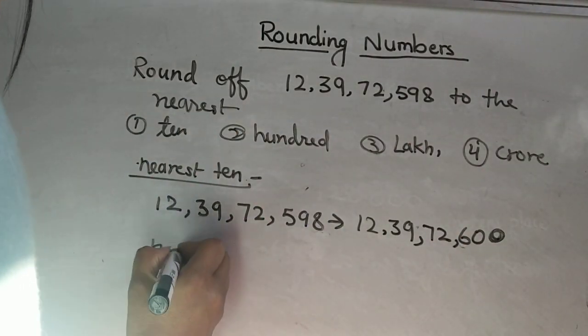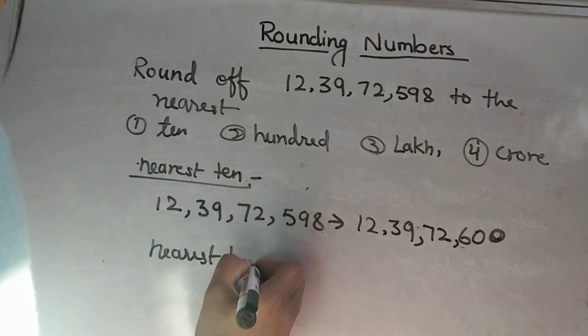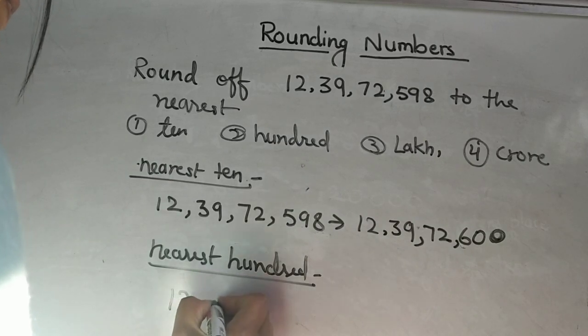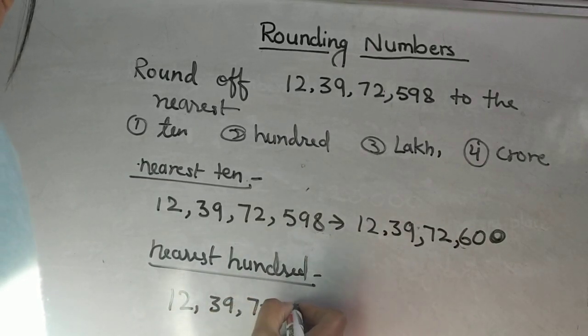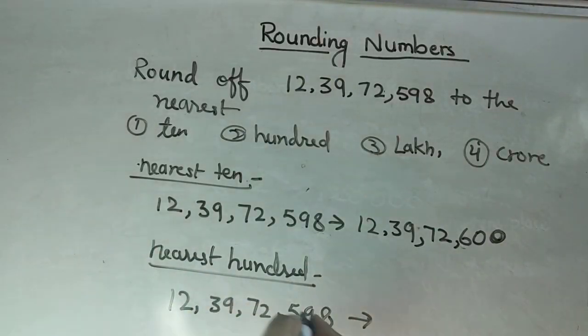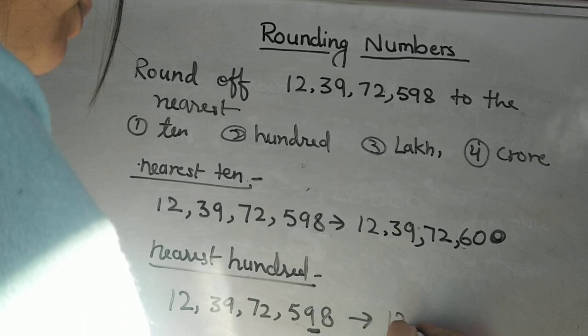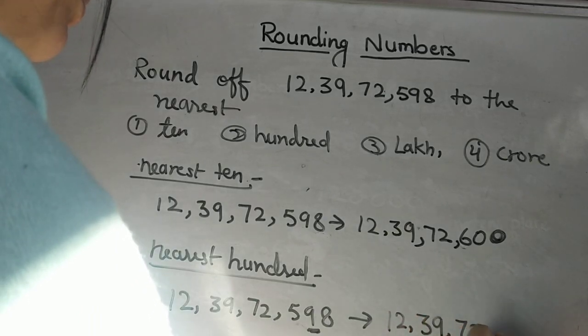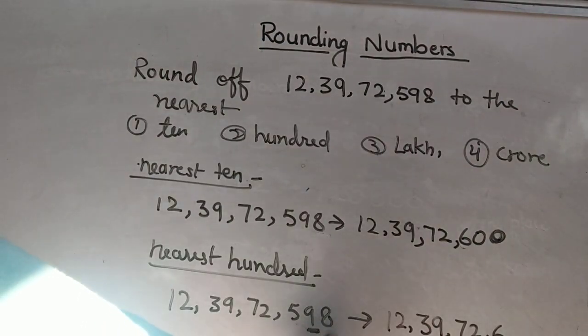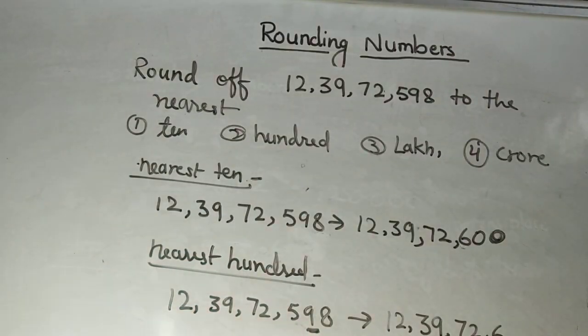Second, nearest 100. The same steps will follow. Right to the 100, the tens place is there which is greater than 5. So we will add 1 to the 100 place. 1, 2, 3, 9, 7, 2, 6. And tens and ones will be changed into 0.